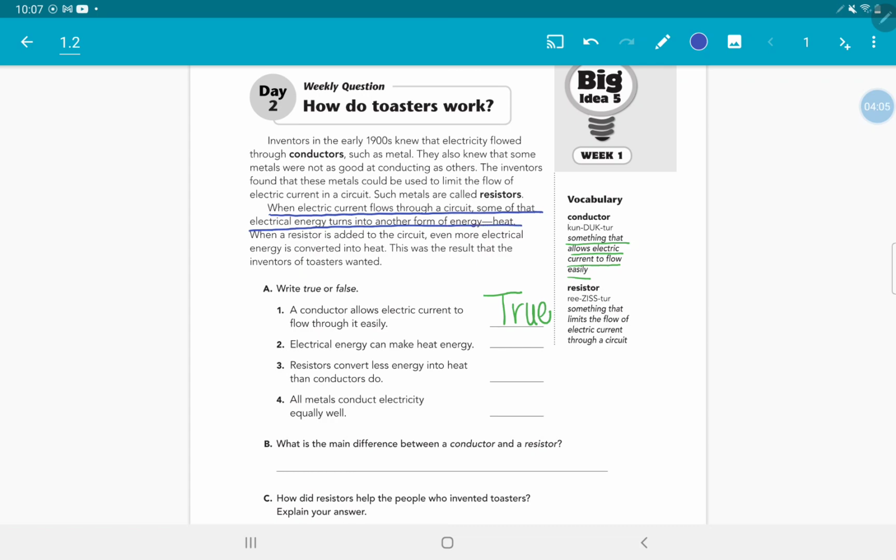Exactly. The first sentence in the second paragraph says when electric current flows through a circuit, some of that electrical energy turns into another form of energy, heat. So that is true. That sentence proves it's true.